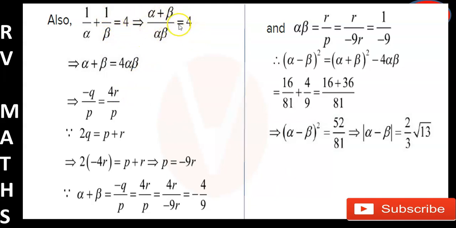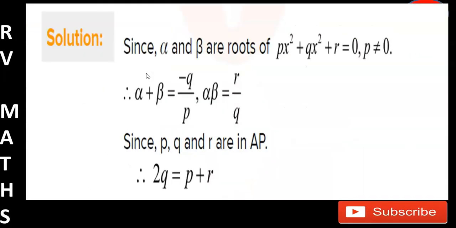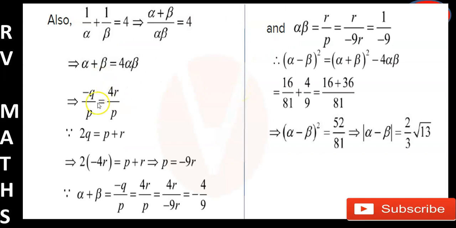So when you take the LCM, you will be getting alpha plus beta, and again you cross multiply, and you know the value of alpha plus beta. In the previous step we found it to be minus q by p, and alpha beta is r by p. So you substitute these two values here and simplify.